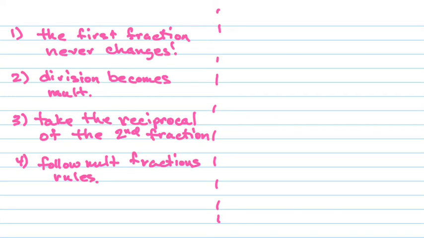So the first fraction never changes. The division symbol becomes a multiplication, however you write it. And then you're going to take the reciprocal of the second fraction, which simply means flip it over, right? Which means you no longer have division but multiplication, so you simply follow the rules for multiplication, which we just learned. What's the first rule for multiplying fractions? Simplify. Thank you. And what's the second one?